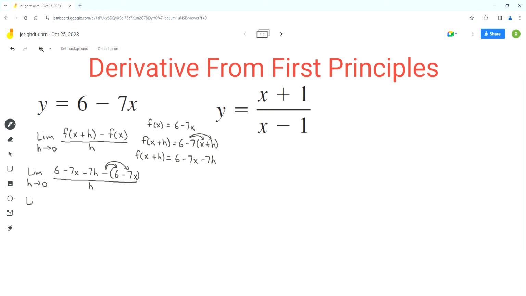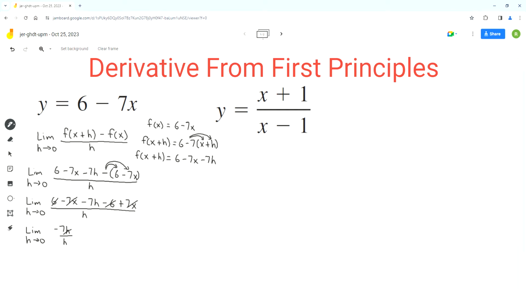So we get limit h approaches 0. So then 6 minus 7x minus 7h minus 6 plus 7x over h. Now we can combine like terms in the numerator. So we can cancel out 6 and negative 6 and then negative 7x and plus 7x. So we are left with limit h approaches 0 of minus 7h over h.